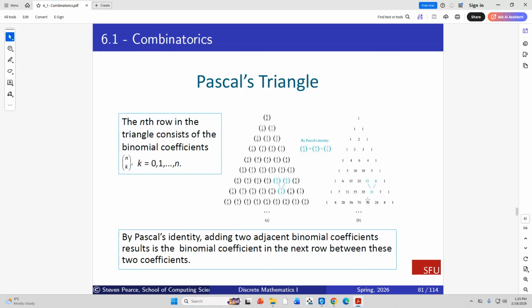And we note that the sum of these two produces this one in front, Pascal's identity. 6 choose 4 plus 6 choose 5 equals 7 choose 5. And so that's basically what we have right here. And that's these numbers right here. That's what these binomial coefficients actually end up being. Okay, so that's Pascal's identity. We should be able to prove that.